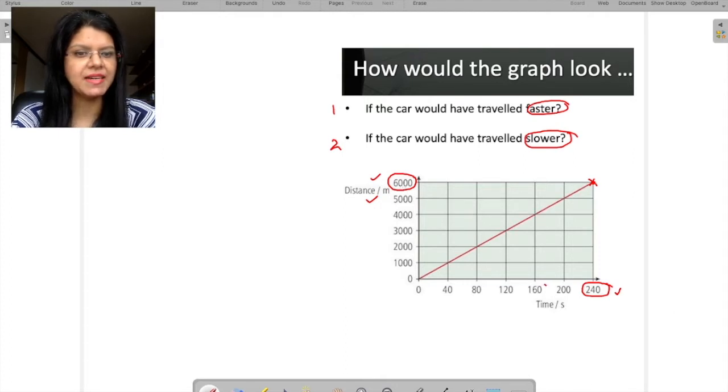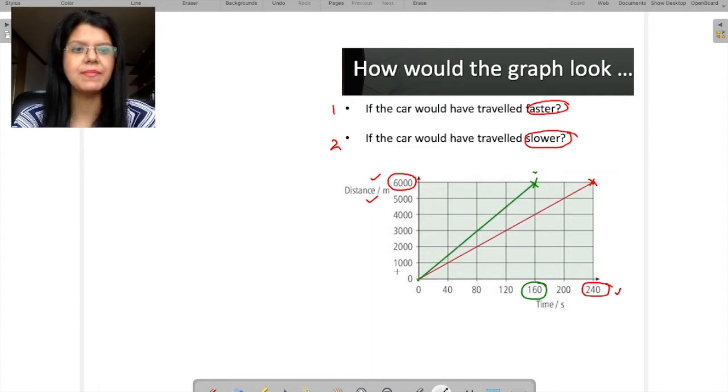Lesser, let us take a number for example. Say that you're traveling the same distance in 160 seconds. Faster. Same distance, but now in lesser amount of time. So how would the graph look like? The graph would reach somewhere till this point. Let us plot the graph now.